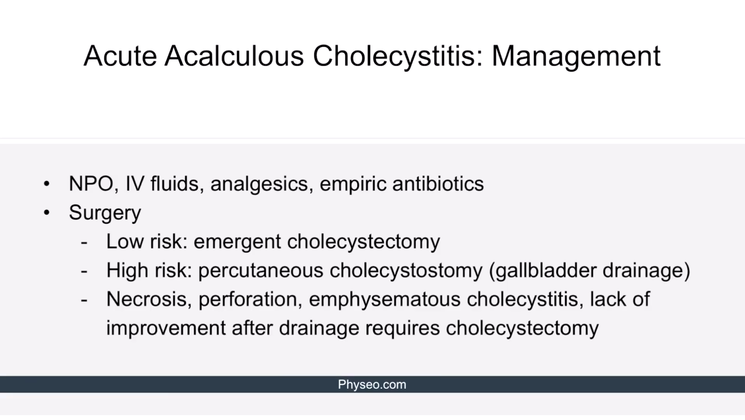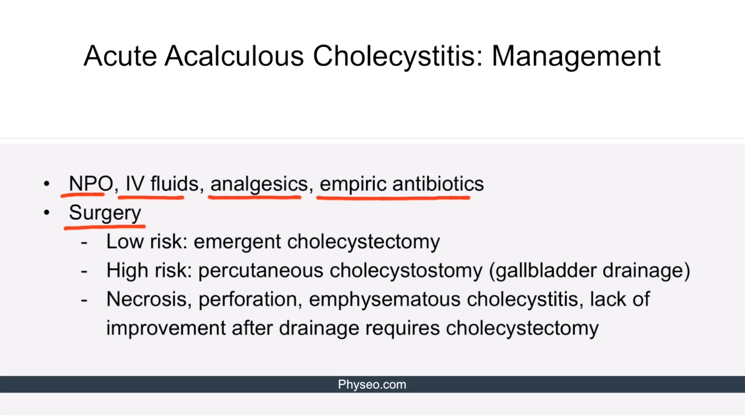Treatment of acalculous cholecystitis mainly involves supportive management to resolve the acute episode. These interventions include keeping the patient NPO, adequate IV fluids, analgesics for pain control, and empiric antibiotics. Patients who are low risk for surgery can undergo emergent cholecystectomy.